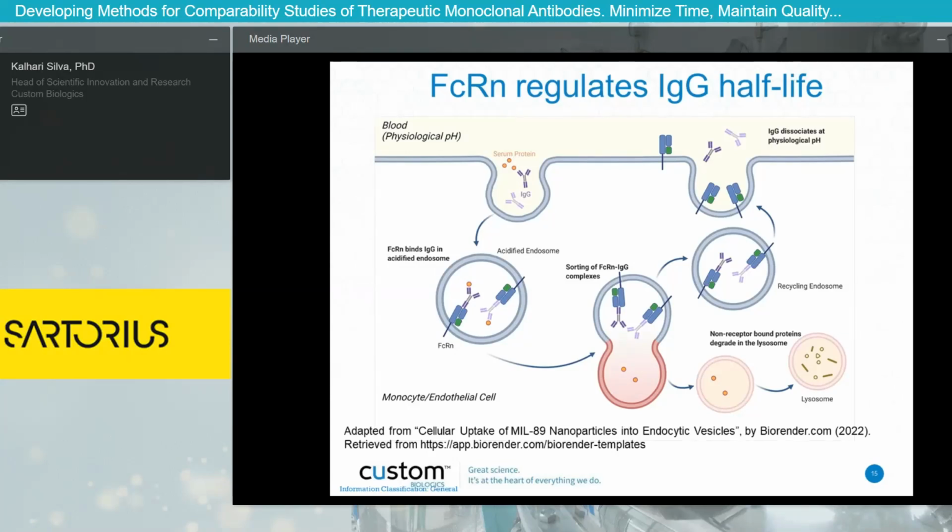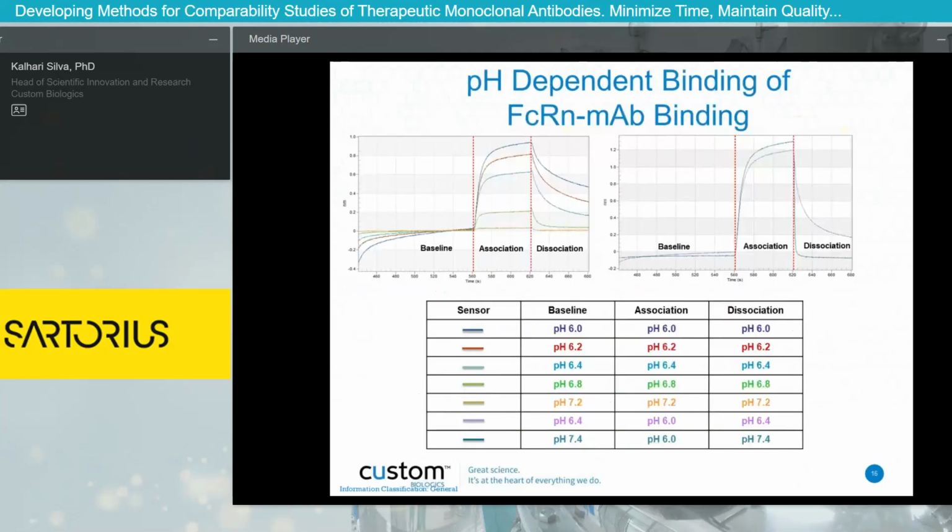So hence, FcRn binding interactions are increasingly being assessed at multiple stages of biologic drug development. So to understand the pH-dependent binding of FcRn and MAB, we performed a pH-dependent type of experiment. So in slide 16, what we see is the pH-dependent binding of FcRn and monoclonal antibody binding.